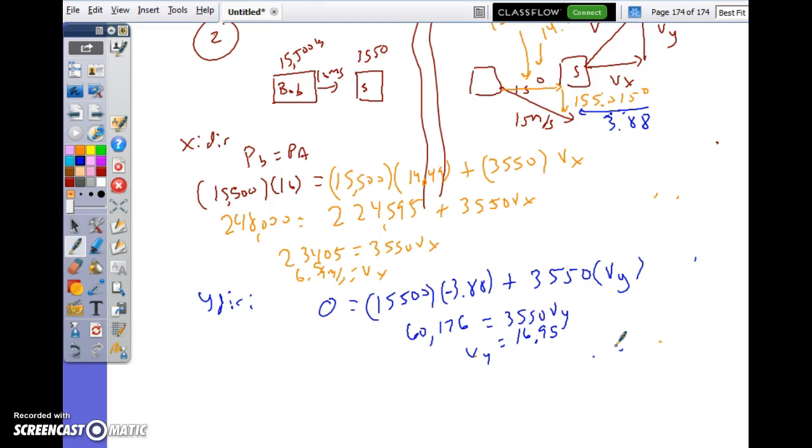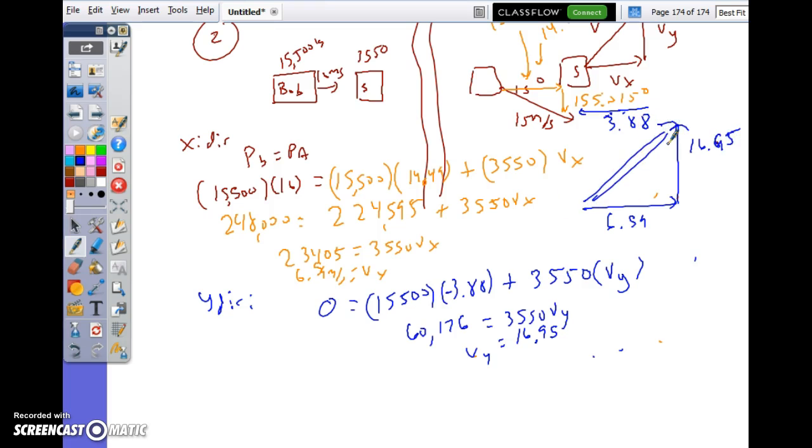And it's quite a bit bigger. Okay, all right, so far so good. And then how do I finish this problem? Pythagoras and stuff. So I got 6.59. I've got 16.95.